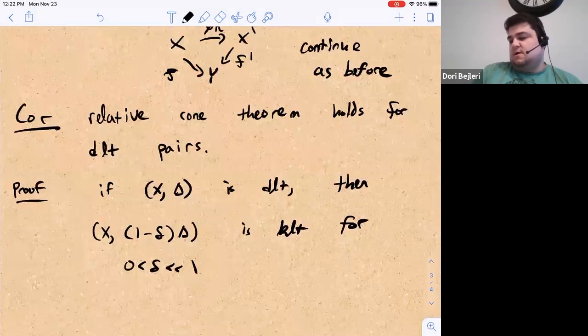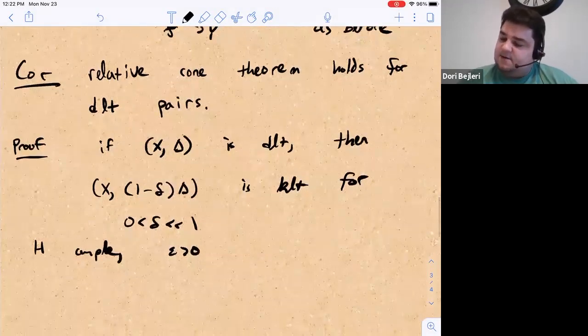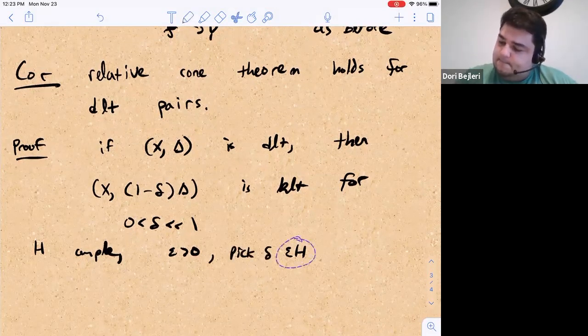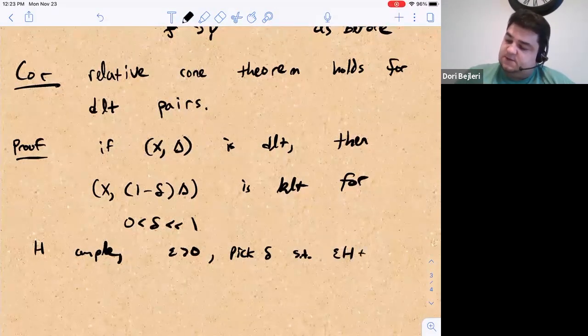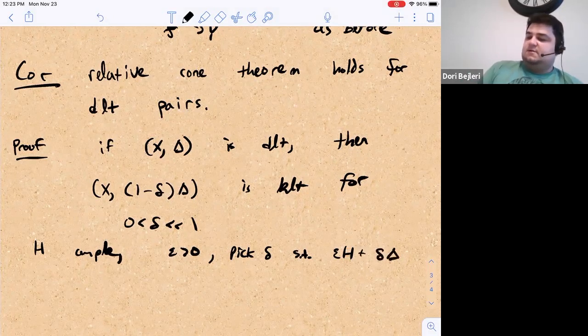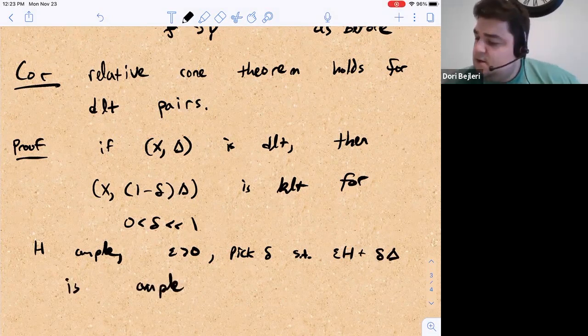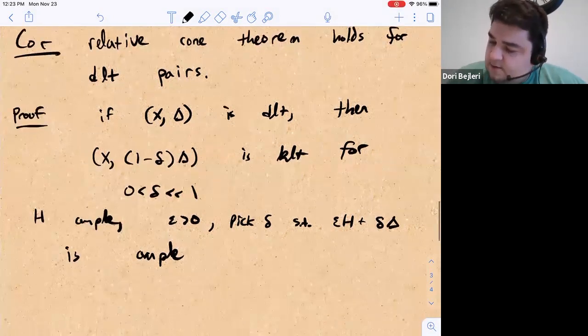And then we take, like, if h is ample and epsilon is some number greater than 0, then we just pick this small enough delta so that epsilon h plus lowercase delta times our capital Delta is still ample. We can do that. We just make delta much smaller compared to epsilon.